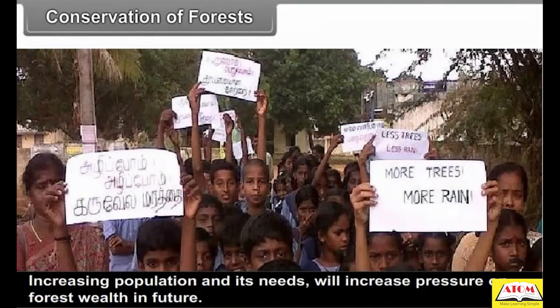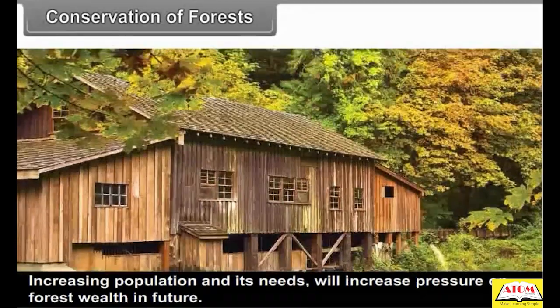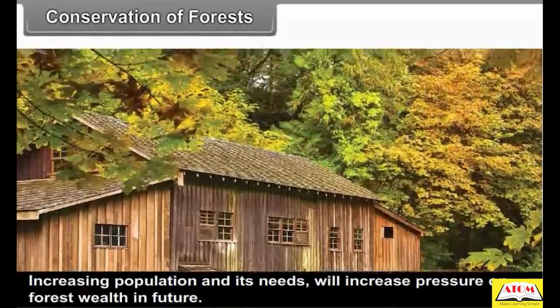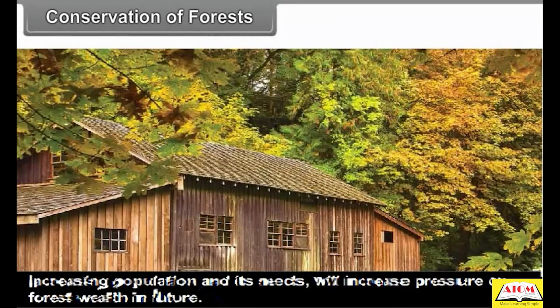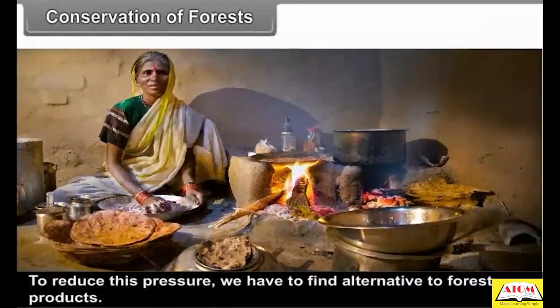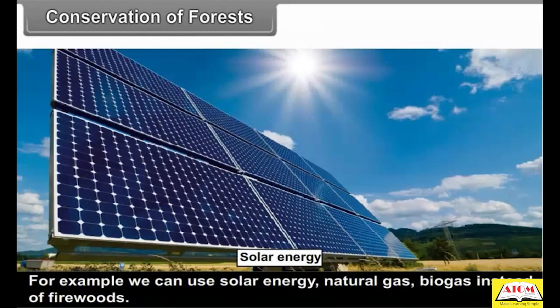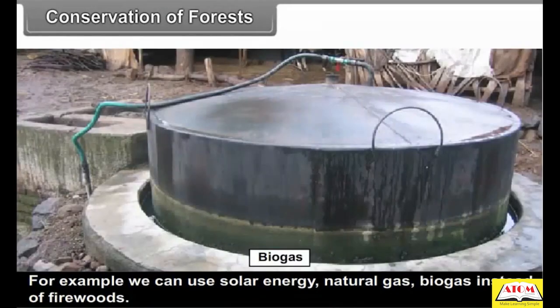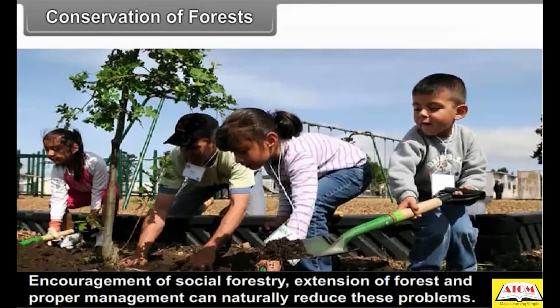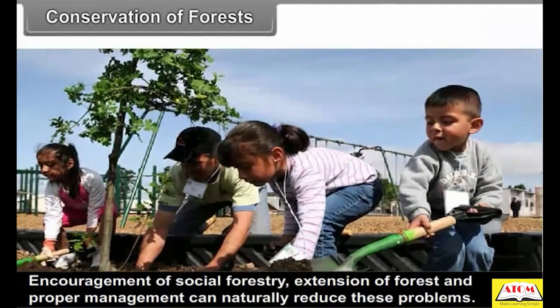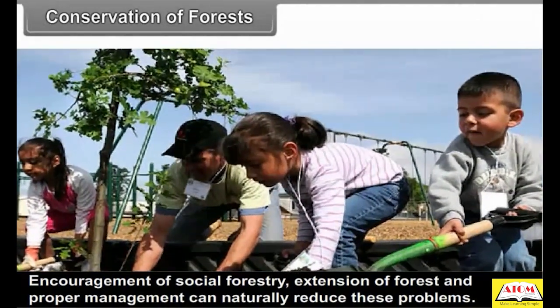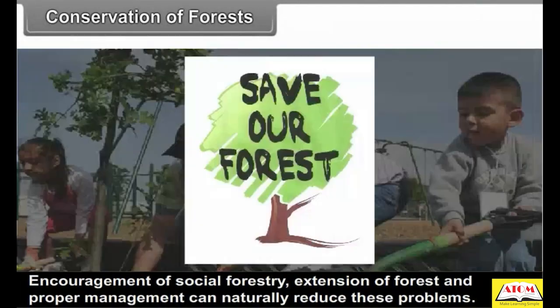Increasing population and its needs will increase pressure on forest wealth in future. To reduce this pressure, we have to find an alternative to forest products. For example, we can use solar energy, natural gas, biogas instead of firewoods. Encouragement of social forestry, extension of forest and proper management can naturally reduce these problems.